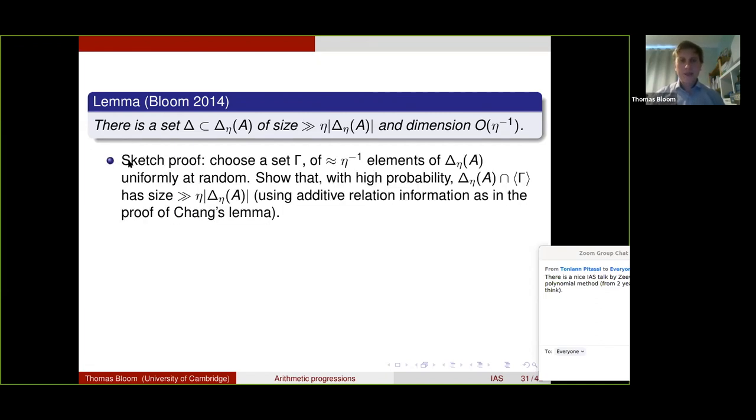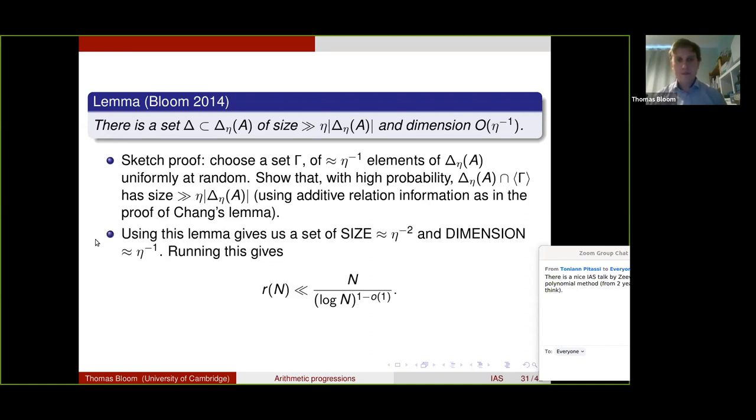And it's a similar sort of idea to how one can prove Chang's lemma, but you use random sampling as well. And this proof was inspired by something similar that Bateman and Katz did in their 2010 paper. Okay, so it's not clear that this actually does give you a gain, because although I've gained a factor of eta in the dimension, I've lost a factor of eta in the size, but it turns out that this is a trade-off we're happy to make, and running this does give you an improvement. And this is how, in my 2014 paper, I got the n over log n bound.